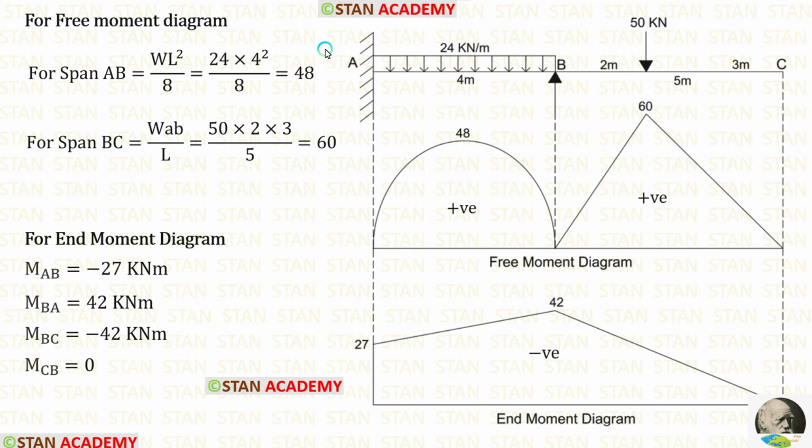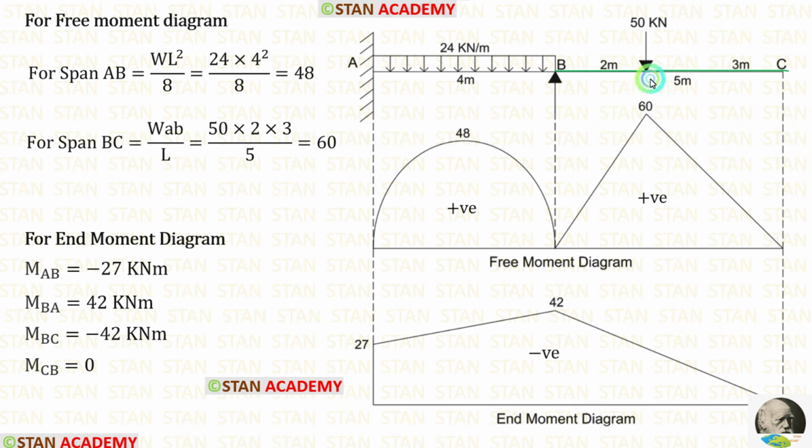Now let us make the bending moment diagram. For the bending moment diagram, first we have to make the free moment diagram, then end moment diagram. For the free moment diagram, we have to assume every span as a separate simply supported beam and calculate the moments. If in the simply supported beam, UDL is acting for the full span, the formula for the maximum bending moment is WL square upon 8. Here W is 24, L is 4. When we apply the values inside the formula, we are getting 48.